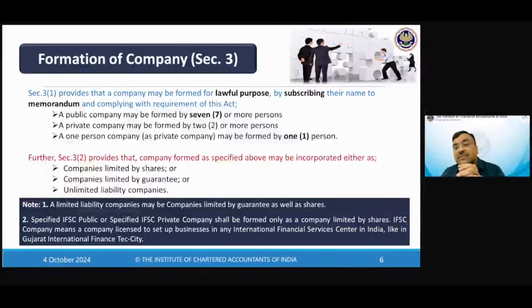So what does section 3.1 provide? Section 3 subsection 1 provides that a company may be formed for lawful purpose by subscribing their name.